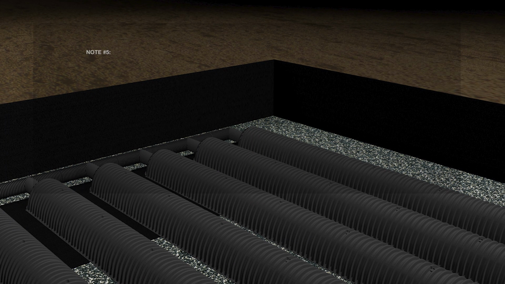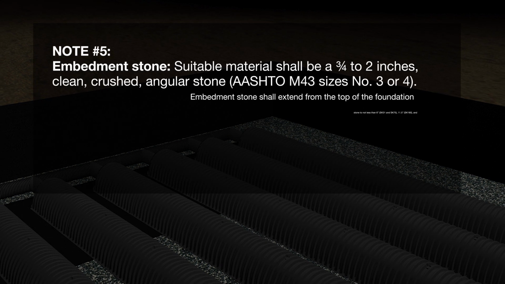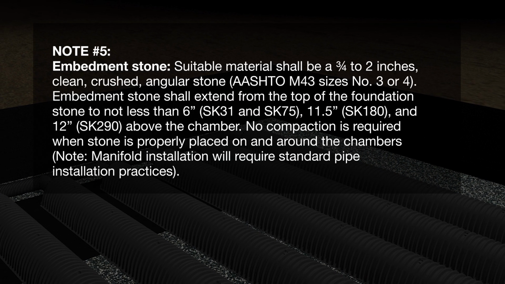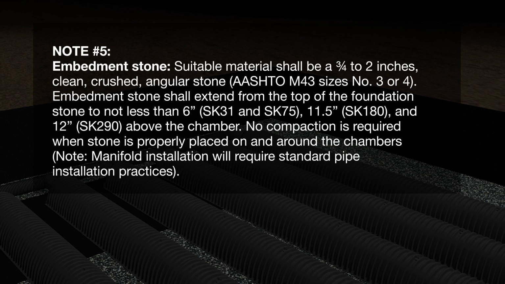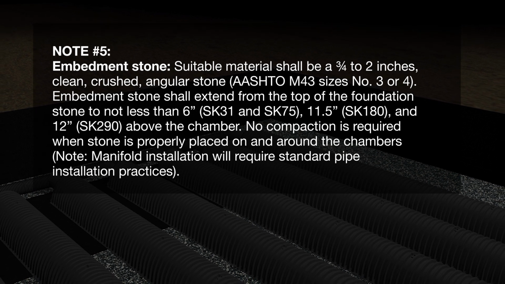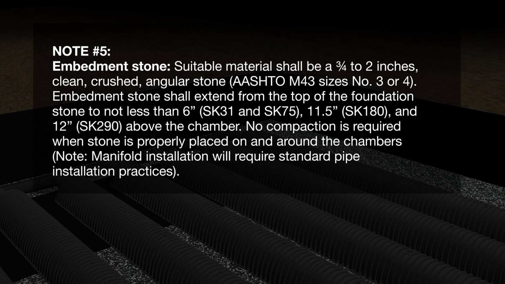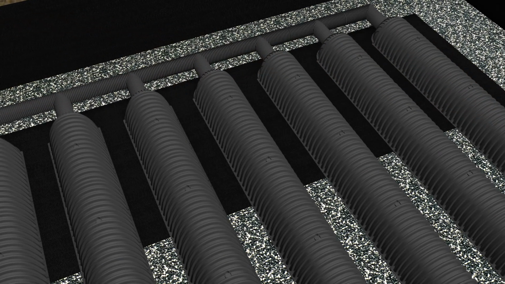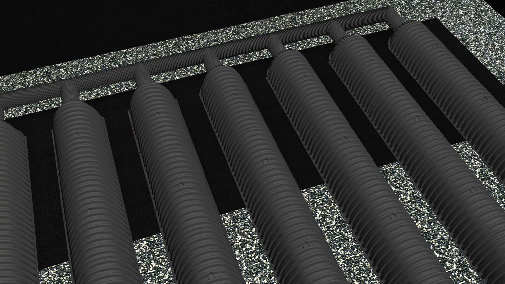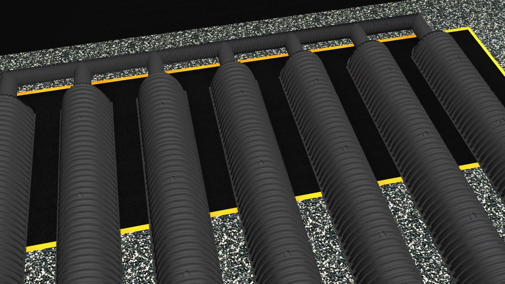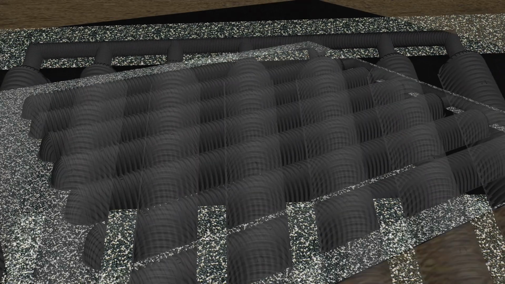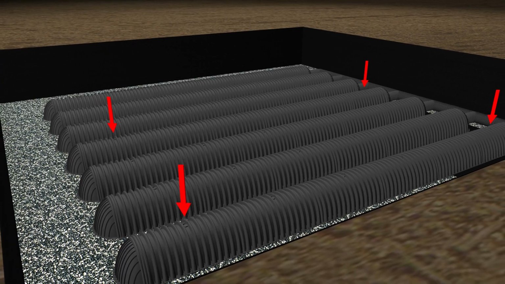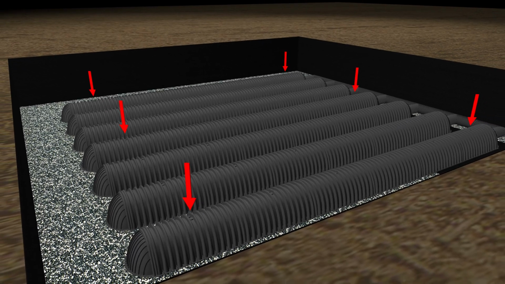Embedment stone specifications are identified on note number 5 of the cross-chamber section drawing. Before initiating the chamber embedment process, ensure scour protection is in place and inspection port locations have been identified, with installation preparations in place before chamber embedment progresses too far.